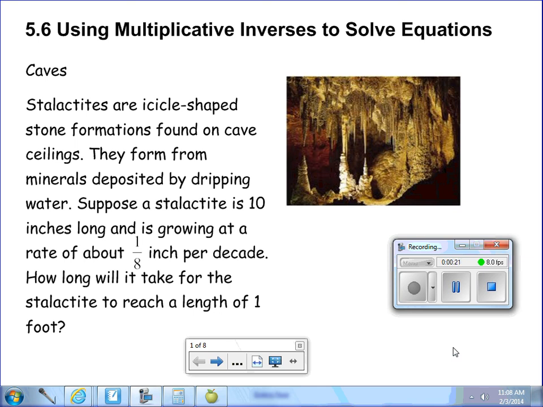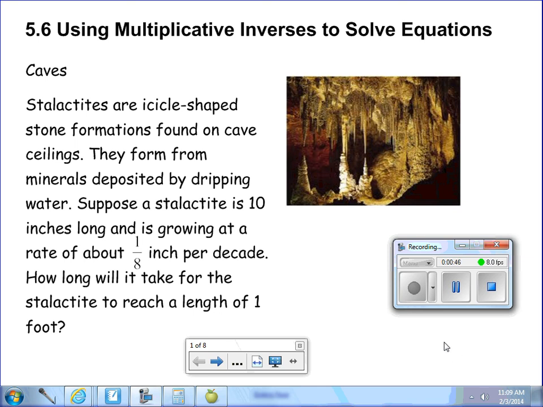Stalactites are icicle-shaped stone formations found on cave ceilings. They form from minerals deposited by dripping water. Suppose a stalactite is 10 inches long and is growing at a rate of about 1/8 inch per decade. How long will it take for the stalactite to reach a length of 1 foot?